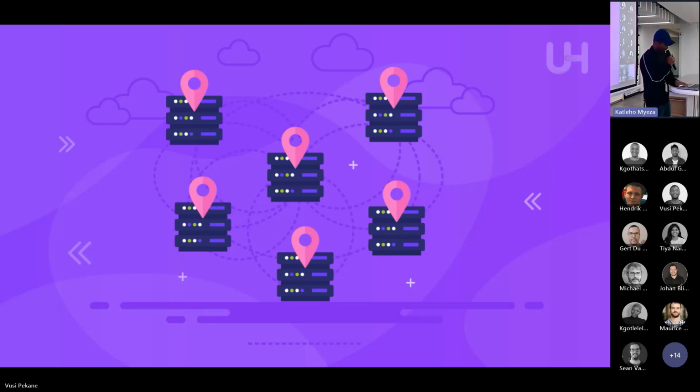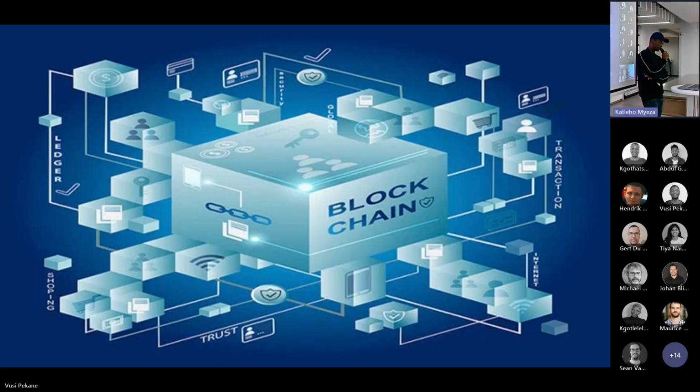Another example we have is blockchain-based storage. As a decentralized ledger that records transactions across a network of computers, blockchain ensures transparency, security, and immutability. Decentralized file systems like IPFS leverage blockchain principles to create a distributed and content addressable storage network.